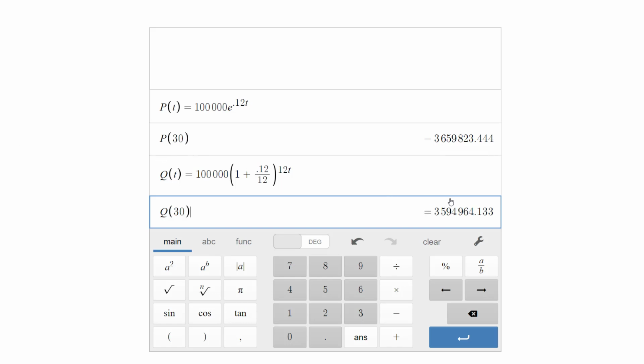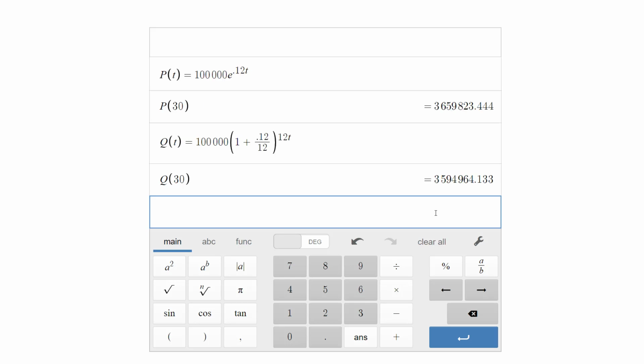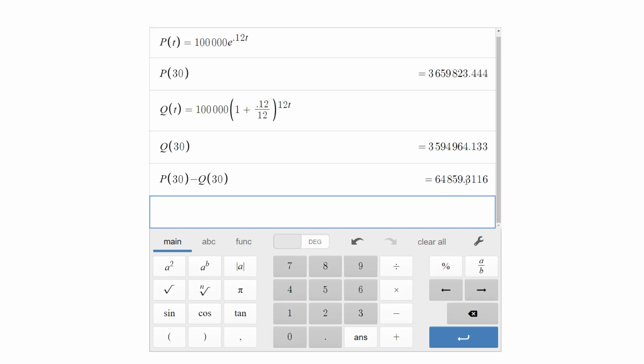If you compare those two investments, one is $3,659,000. The other one is $3,594,000. The difference of which, P of 30 minus Q of 30, is a $64,859.31 difference. So continuous compounding earned another $64,859.31. And this is why, back in the 80s, it made sense for credit card companies to do continuous compounding.